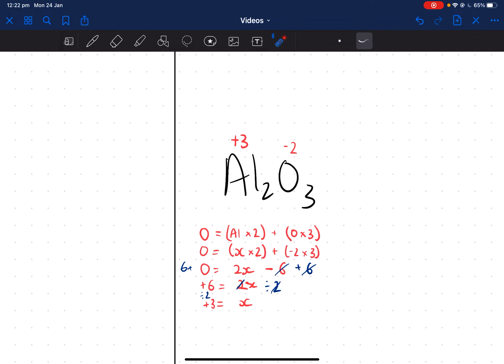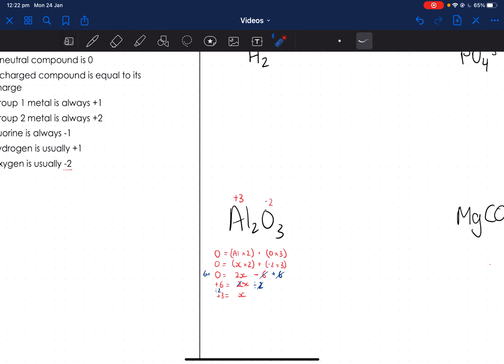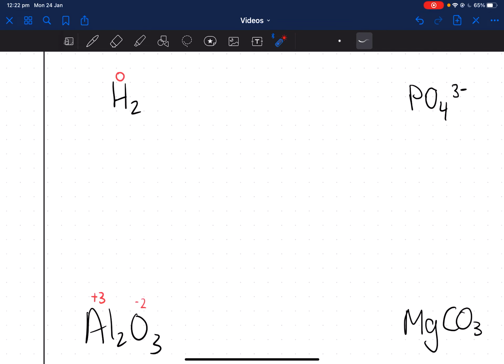Now, this is a good time to just check your results. So we got +3 times 2 plus -2 times 3 equals positive 6 minus 6 equals 0. So that's what we want. So that's good. Okay, so that's our first example.